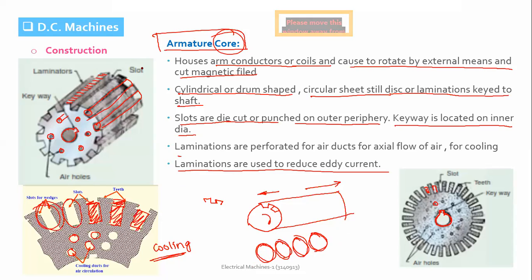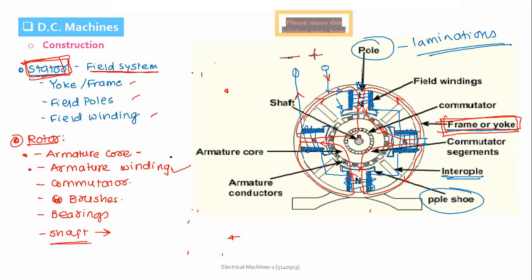So the armature core is the one which will house the armature conductors. We will place our winding or coil in the slots on the outer periphery of the core, made up of thin laminations. It is also made up of high permeability material, because this core has to pass the magnetic flux.